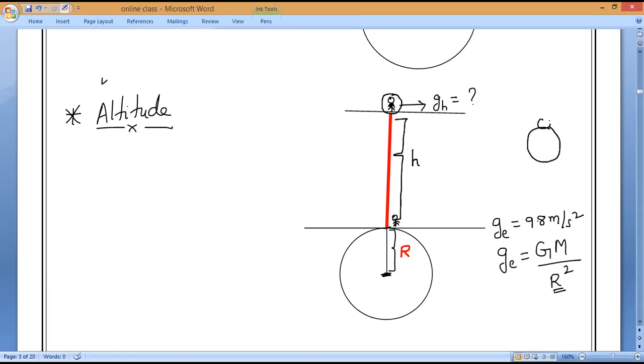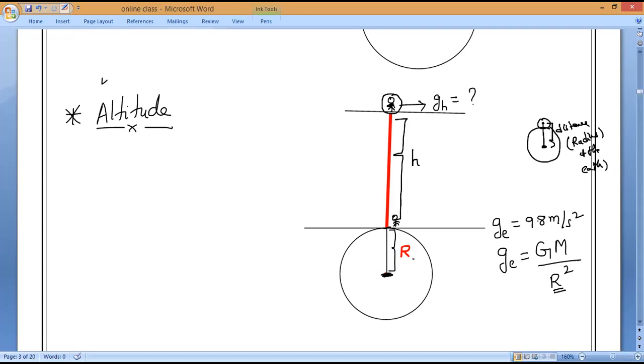Yes, sir. That is what we have done, because the object is very small in size. So the distance between the two objects, we considered as the radius of the earth. That is what we calculated. Now the object has reached a certain height above the ground. Now what is the distance between their centers? That is my question.